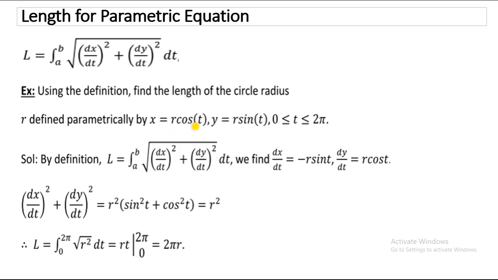This is because it is defined by the parametric equations x equals r cosine t, y equals r sine t. So the length of the circle is 2 pi r.